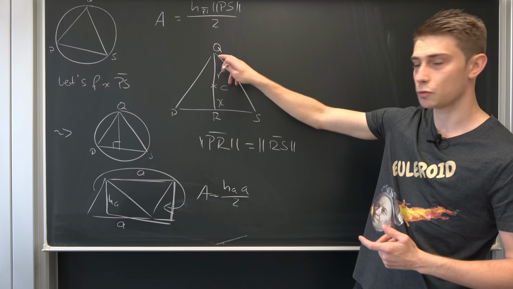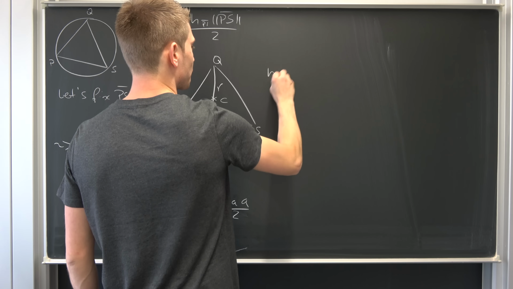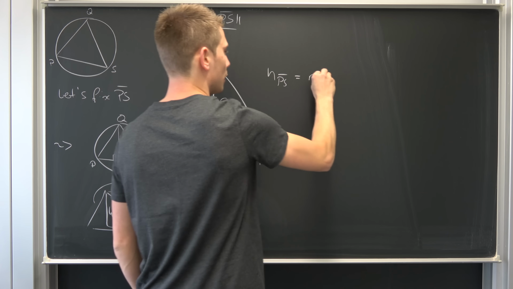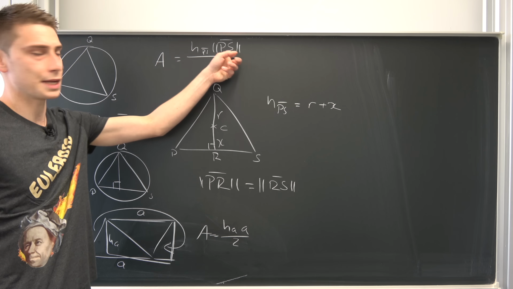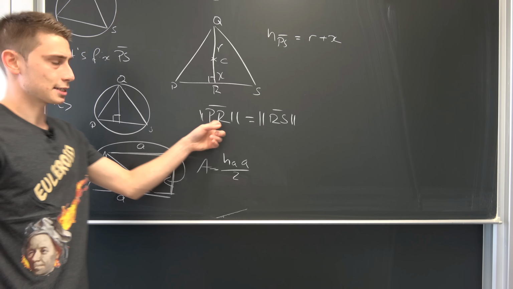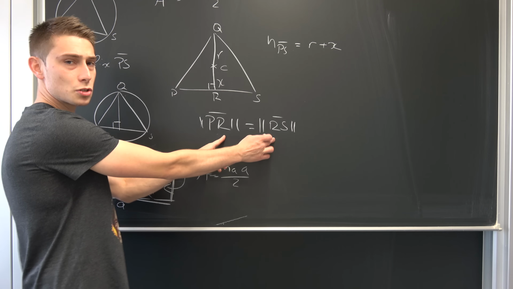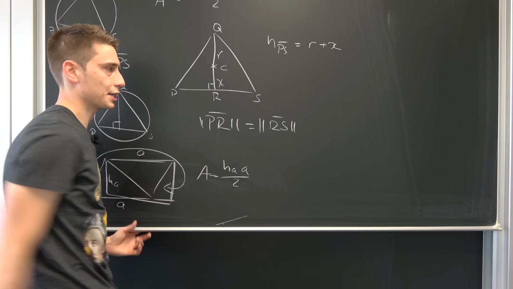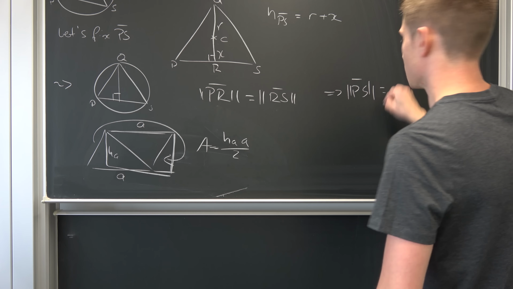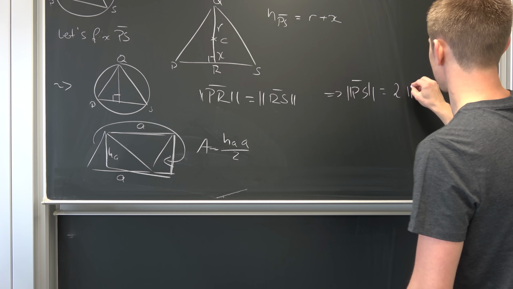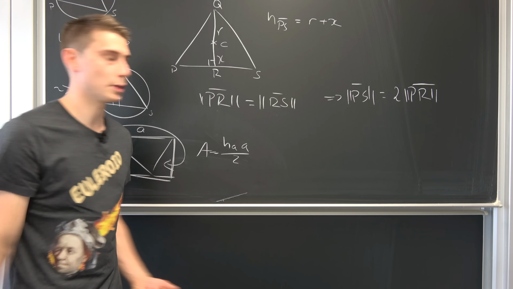So that means our height right here, and this is still a right angle right here, our height on PS is nothing but R, the radius, plus X. Now what we still have left is our PS right here, and I want you guys to remember that the side PR has the same length as the side RS. That means if we add those two together, we exactly get our PS right here. So that also implies that our side PS is nothing but, let's say, 2 times the side PR. I hope you can see where this came from.